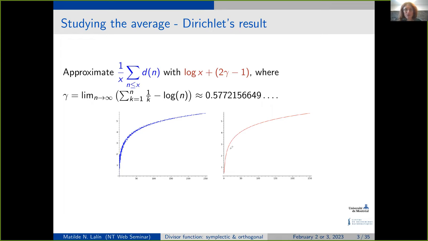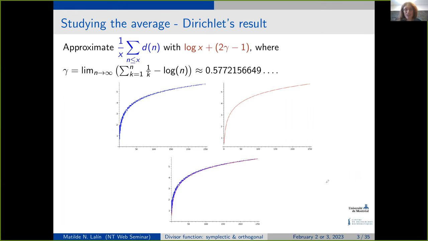Okay, so I promised another picture. If you want to compare these things, you can graph them, and it's fun. So here on the left-hand side is a graph of this average of d, with x up to 250. And on the right-hand side, I just graph log x plus 2 gamma minus 1. And if you put the two graphs together, you can see that they are pretty close to each other. So this is fun. Obviously, if we want to understand this better, why stop there? We want to understand the error term.